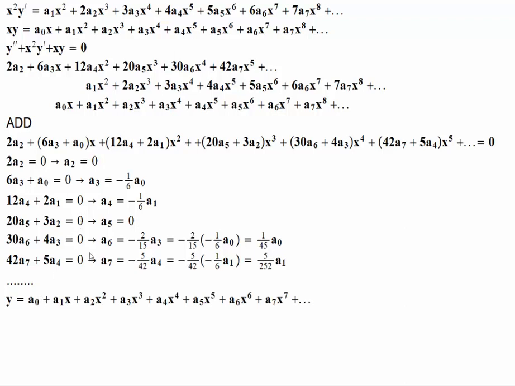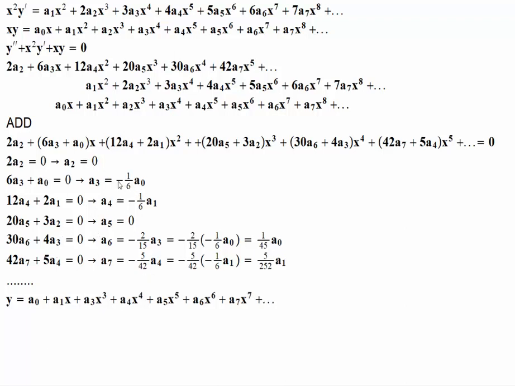So what was A0? A0 we are just going to leave as it is, because all the coefficients that we saw were expressible in terms of A0 and A1. So here A0 then plus A1x. This term will be out because A2 is 0, so we erase this.